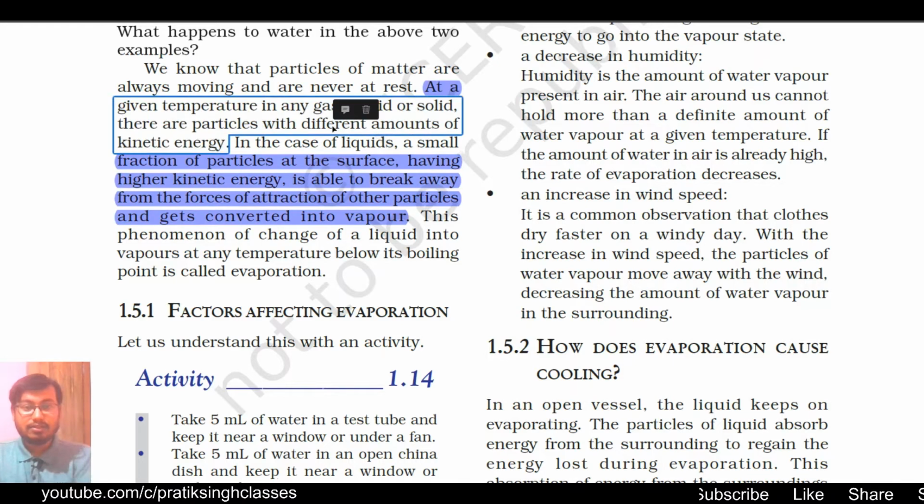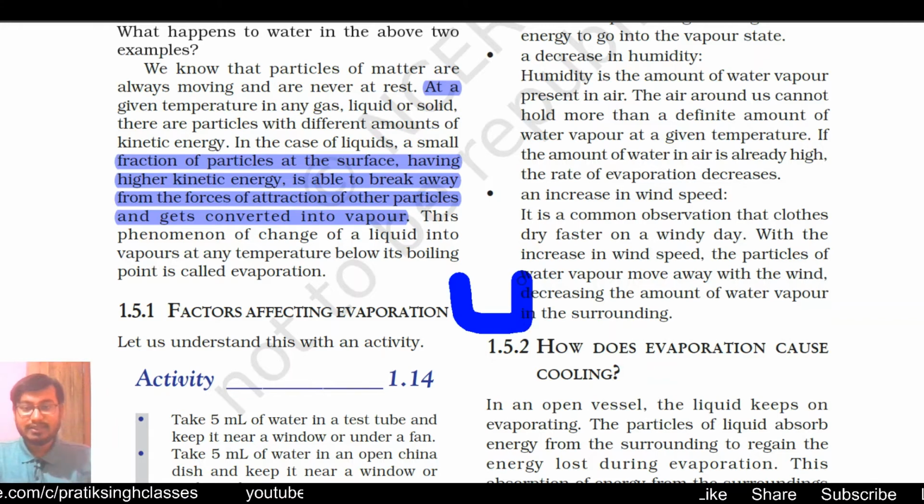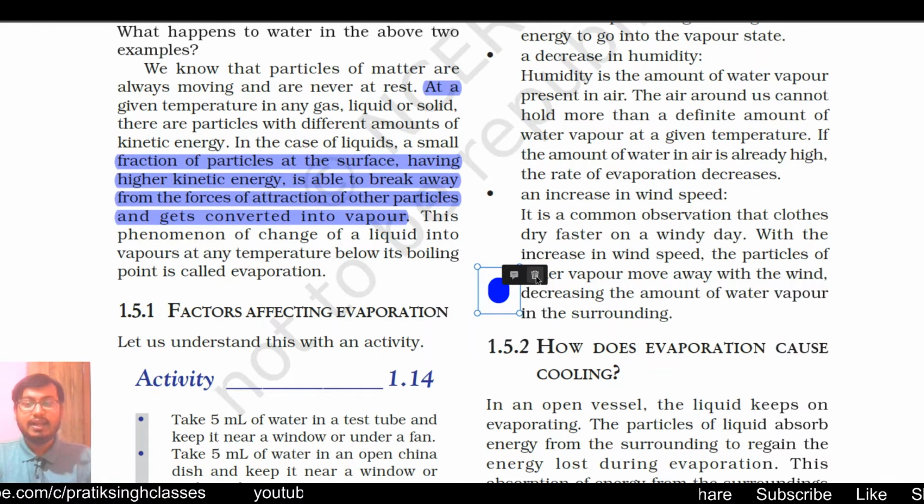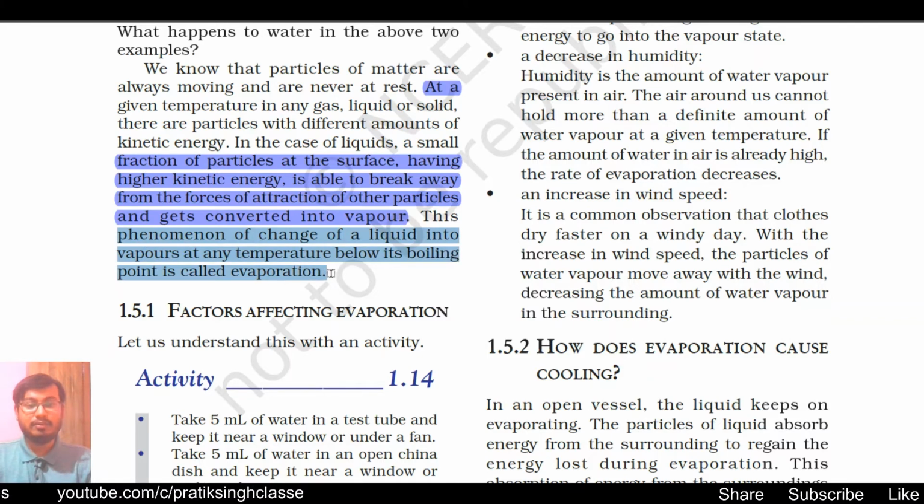So let me draw a figure for you for a clear visualization. Just suppose you have a vessel and in the vessel liquid is filled. The upper layer of the liquid will be at higher temperature, and because of that higher temperature, that liquid will have higher kinetic energy, and because of that higher kinetic energy, the upper layer of the liquid will evaporate fast and convert into vapor. This phenomenon of change of liquid into vapor at any temperature below its boiling point is called evaporation. So now you have understood that evaporation may happen at any temperature, but the boiling point is fixed.